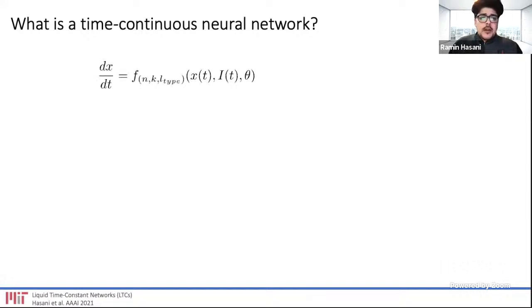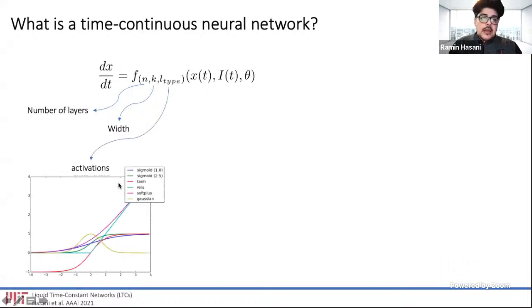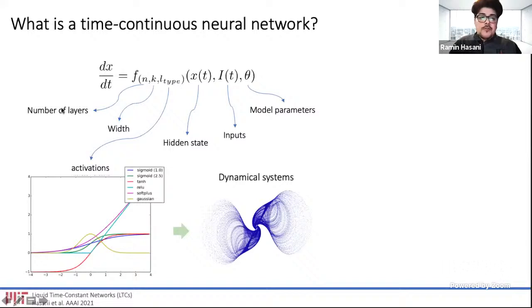A time continuous neural network is determined by a flow of hidden states, X, and its flow is identified by a neural network F, the number of layers N, the width K, and a type of activation function. It's a function of its hidden states, which means it can have feedback. It's a function of its input, and it has model parameters theta. With this kind of terminology, it can give rise to dynamical systems, functions that we previously wouldn't be able to produce with normal neural networks.